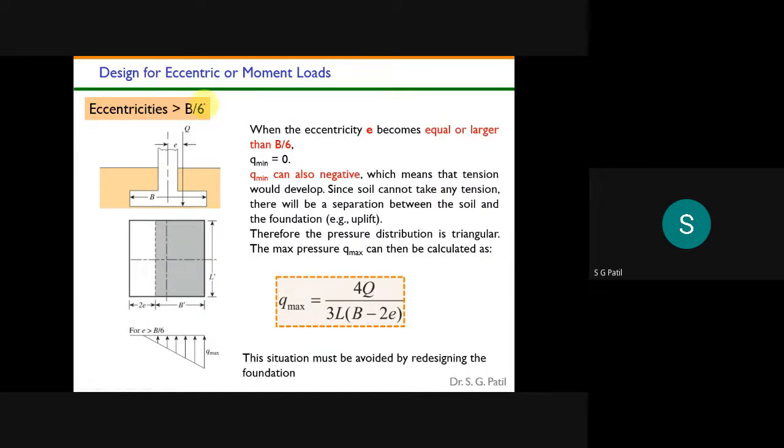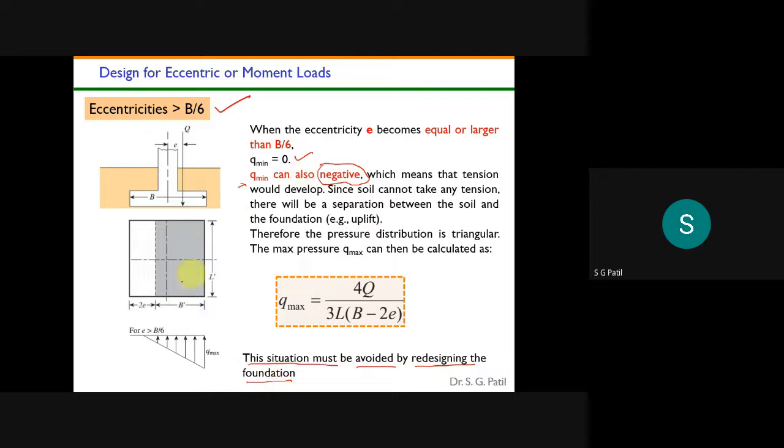Okay, so suppose if eccentricity is greater than b by 6, what I told, your Q minimum will be 0, or sometimes what will happen, your Q minimum also can be negative. Okay, so what I told in my previous slide, if you get negative stresses, then this situation must be avoided by redesigning the foundation.